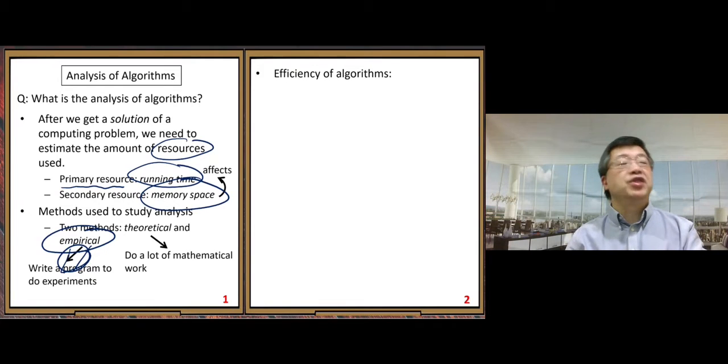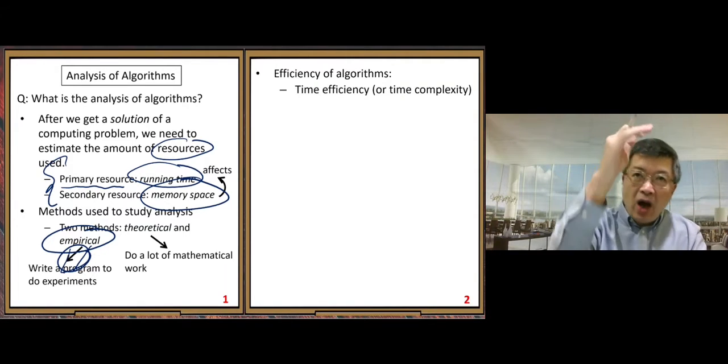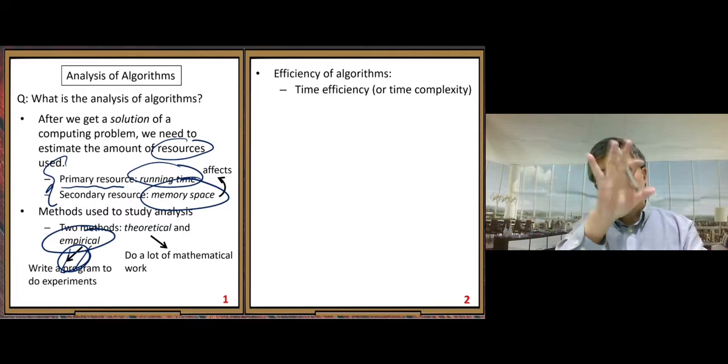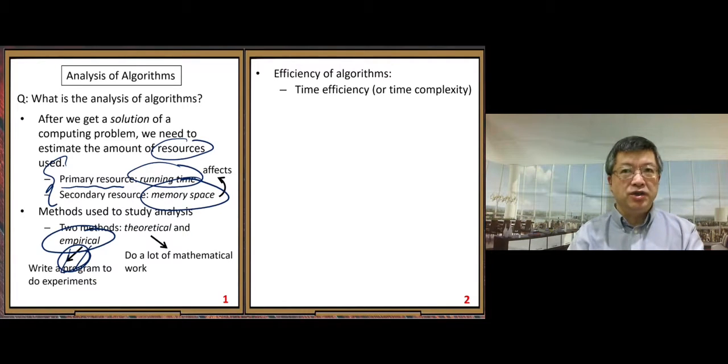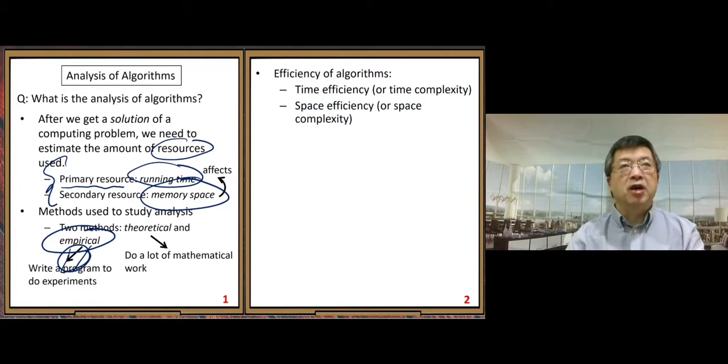All right. Then, efficiency of algorithms. What do we mean by efficiency of an algorithm? Regarding these two resources, there are two types of efficiencies. The first type we call time efficiency or time complexity. Different groups of people use different terminologies. Some call it time complexity, and some call it time efficiency. Second, space efficiency or space complexity.